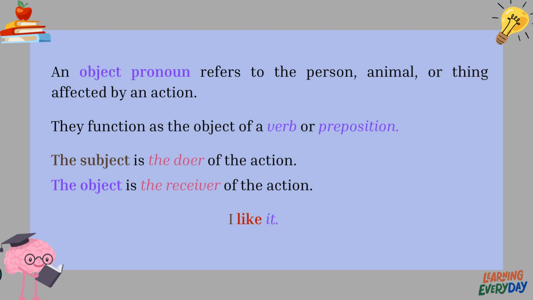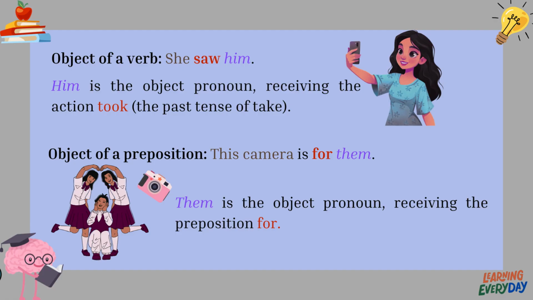The subject is the doer of the action. The object is the receiver of the action. For example, I like it. Here I is the subject, like is the action, and it is the object.